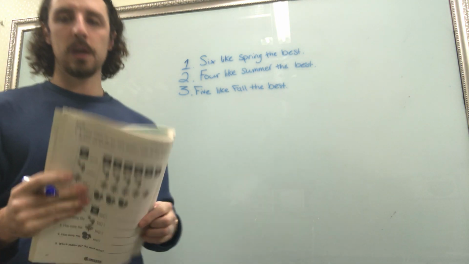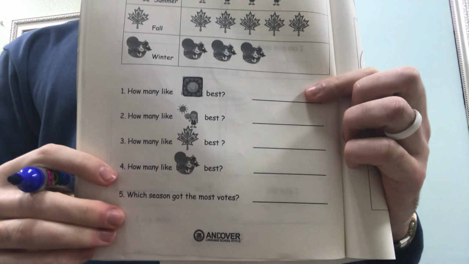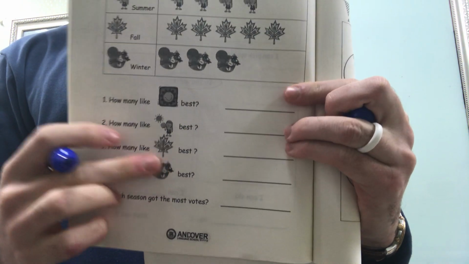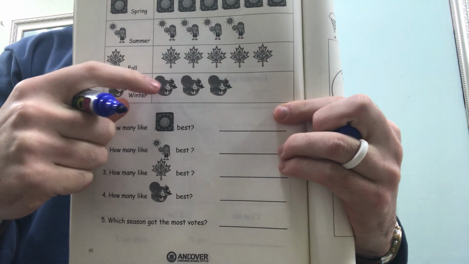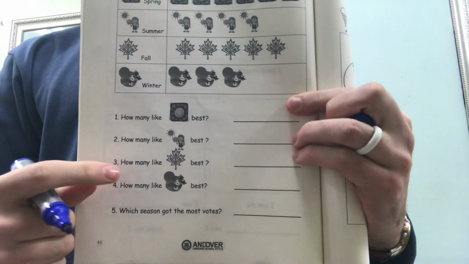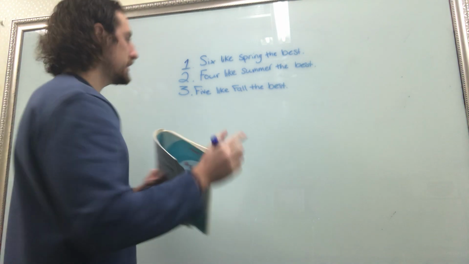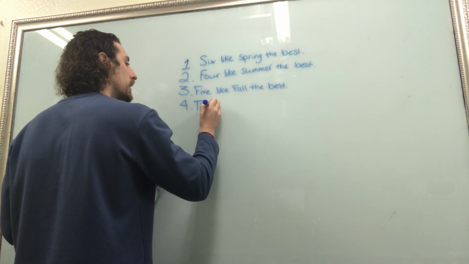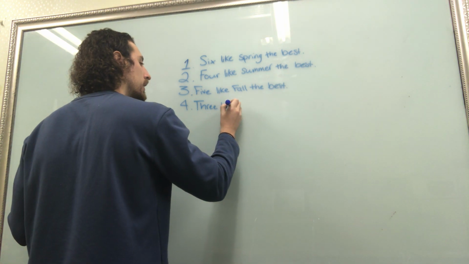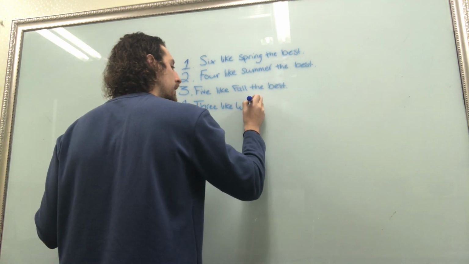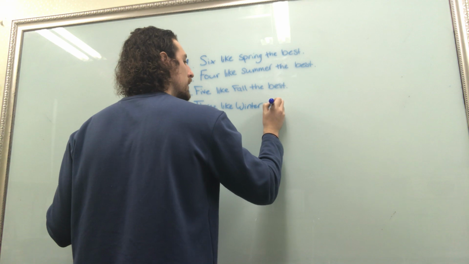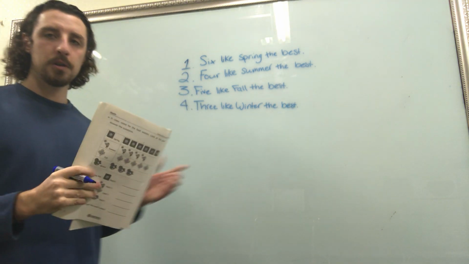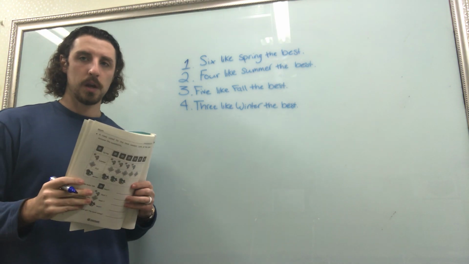Move on. And the last one. How many like winter the best? Well, let's go see. There's winter. 1, 2, 3. So for number 4, let's write 3 like winter the best. Okay? Make sure you got that. Okay?